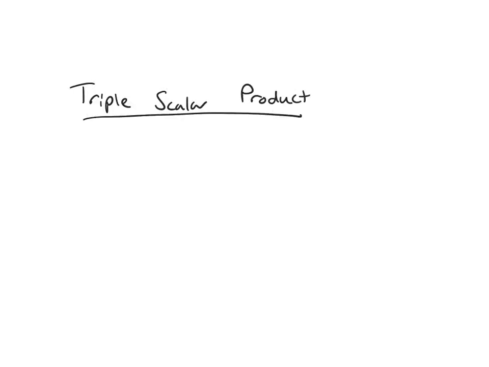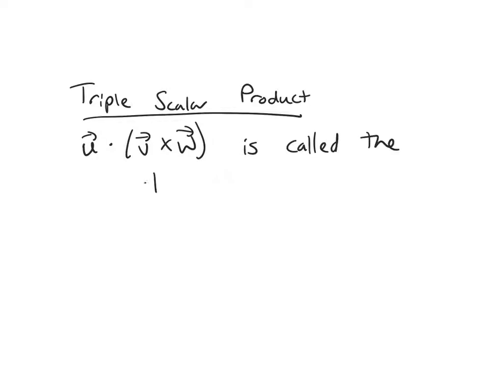So now we're going to talk about something called the triple scalar product. And we've actually seen it before. It was u dot v cross w. We saw this in the properties video. This is called the triple scalar product.